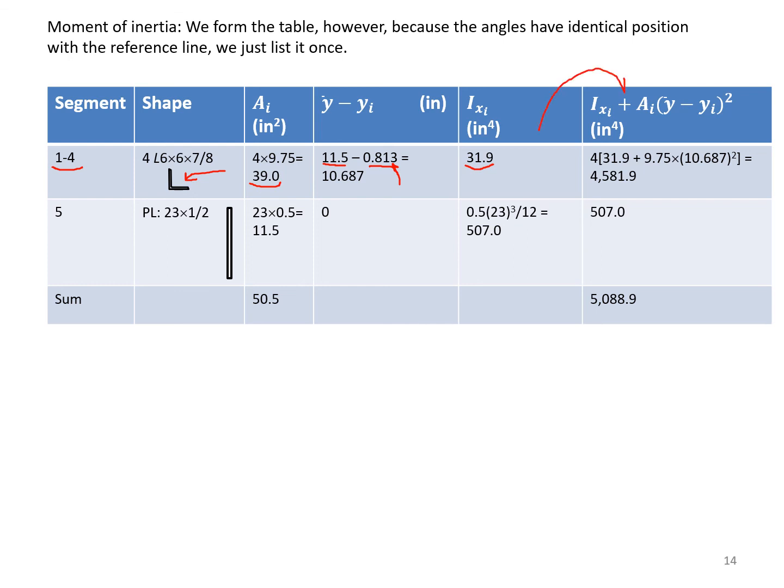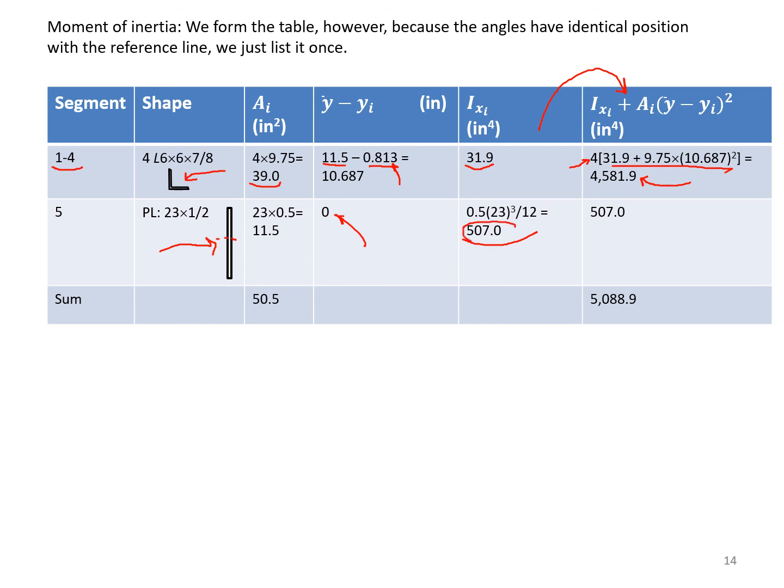We plug everything in this equation, and you notice that the contribution of the 4 angles is quite a bit. You notice that I put a 4 in front and just wrote the information for one angle inside the brackets. That's it. Next we have the web, which is a vertical plate, and this one has an axis over here which exactly coincides with the overall axis of the cross section. Therefore that distance is equal to 0. The contribution of the moment of inertia is only from this plate itself. We don't have that second term.